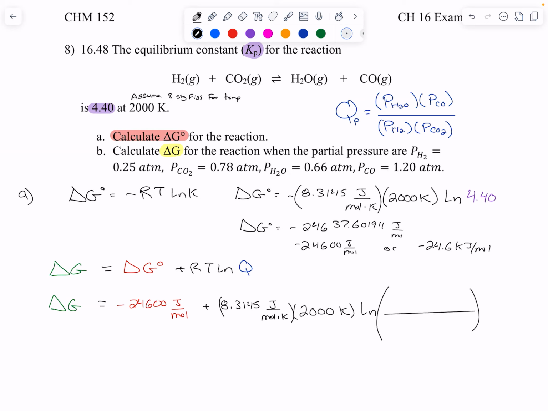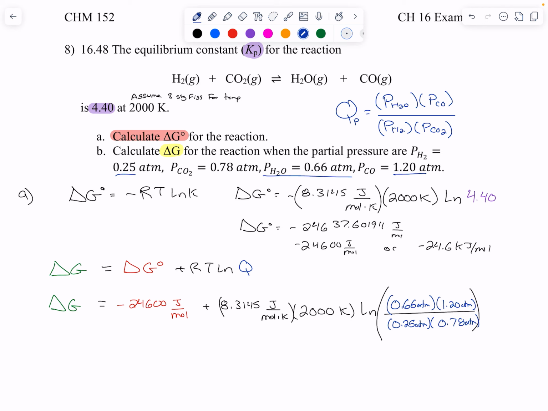all right, H2O. H2O is this one, 0.66 atmospheres. The units are just going to cancel. We just ignore the units. CO, 1.2. Next is H2, which is 0.25. And CO2 is 0.78.